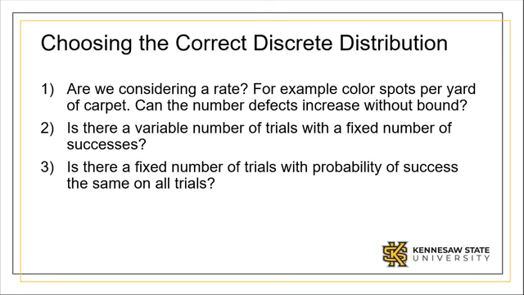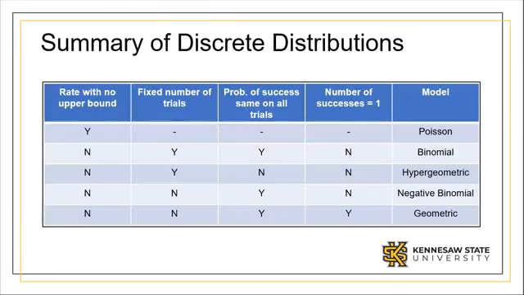If the number of trials is fixed, consider this guideline. If the probability of success is the same on all trials, then we want the binomial. If the probability of success is not the same on all trials, then consider the hypergeometric. This table will be helpful in making your choice.